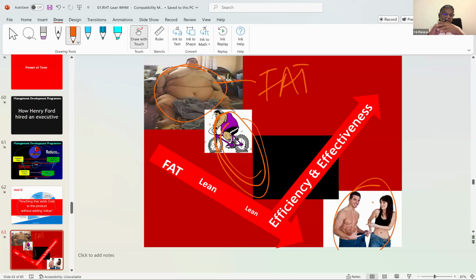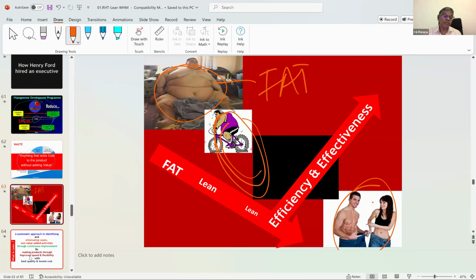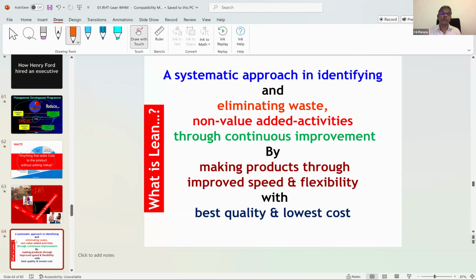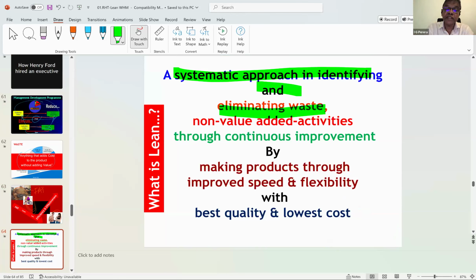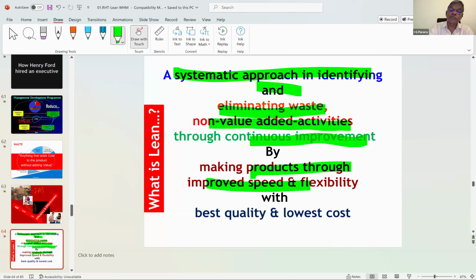That is lean. So what is lean management, therefore? It should be very systematic, and it is a systematic approach eliminating waste or non-value adding activities through continuous improvement. How? By making products through improved speed with flexibility and best quality and lowest cost. That is what is lean.